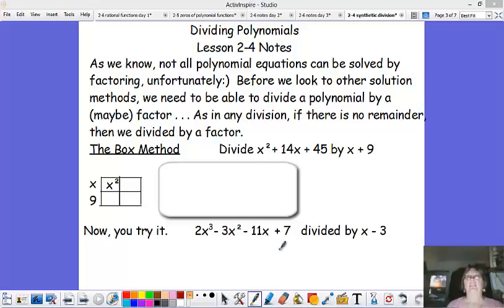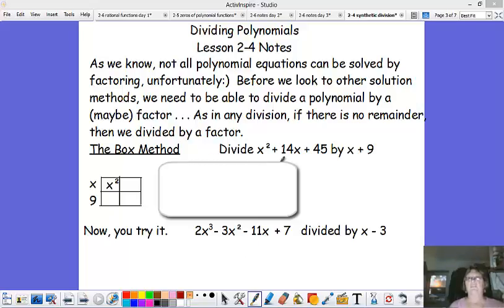And like in any division that you do, if you don't get a remainder, that means you divided by something that was a factor. For example, if you divide 20 by 5 and you get 4 with no remainder, you know that 5 goes into it evenly. And that same thing works with polynomials. So I'd like to remind you of a method that you may have used in your Algebra 2 classes. The box method can also be used to divide.